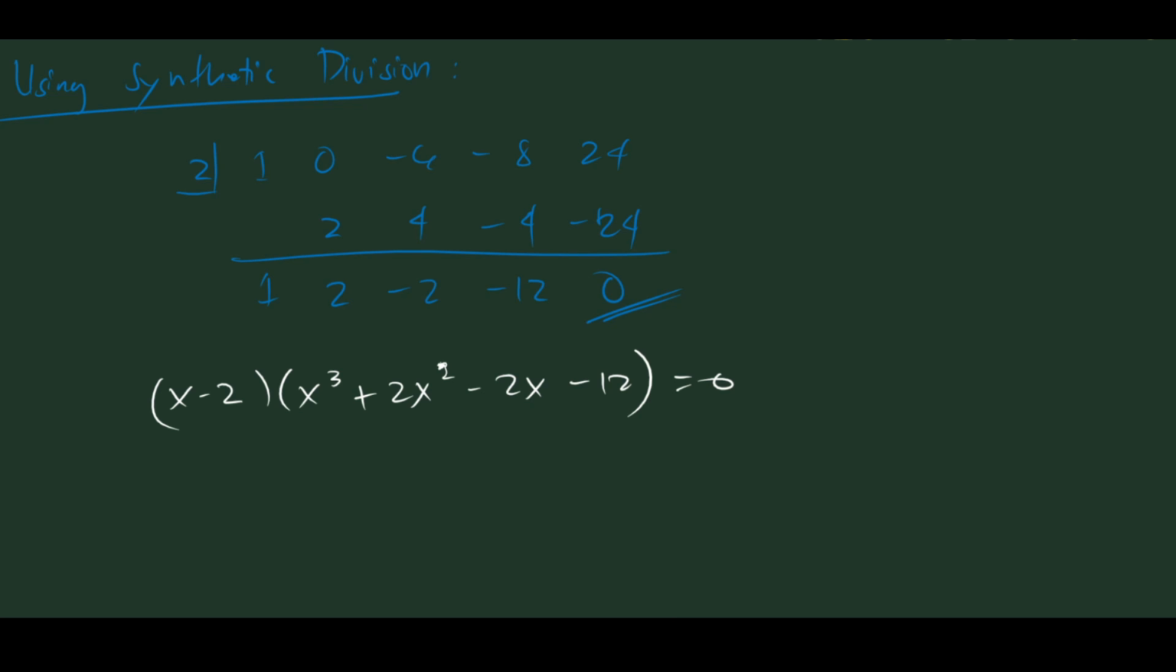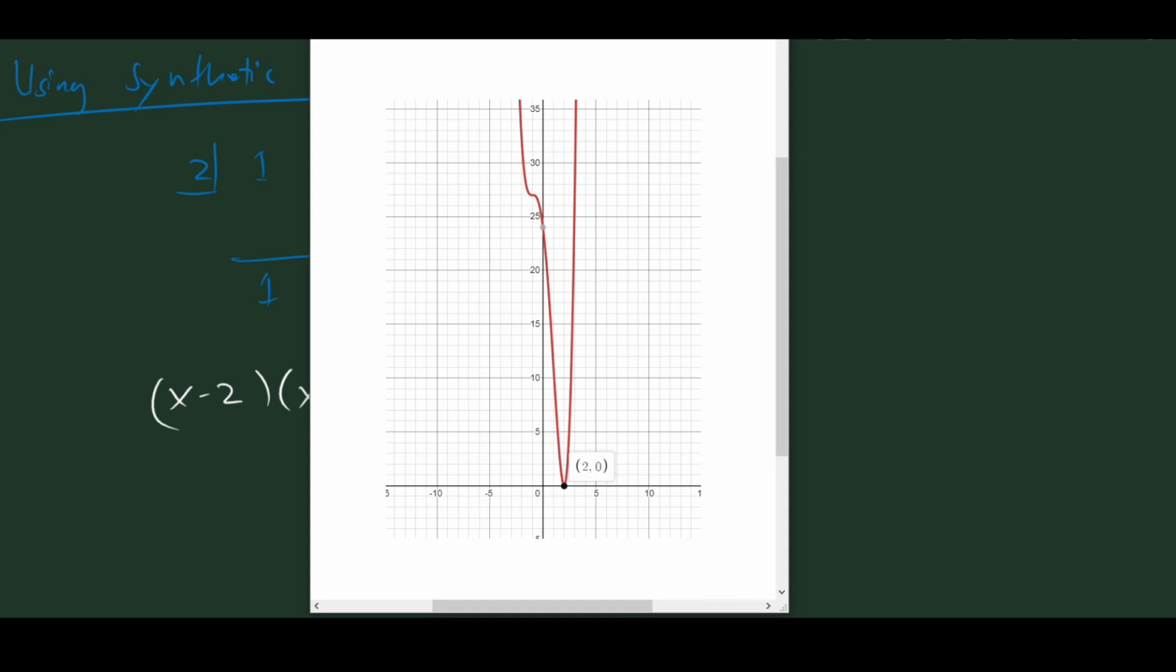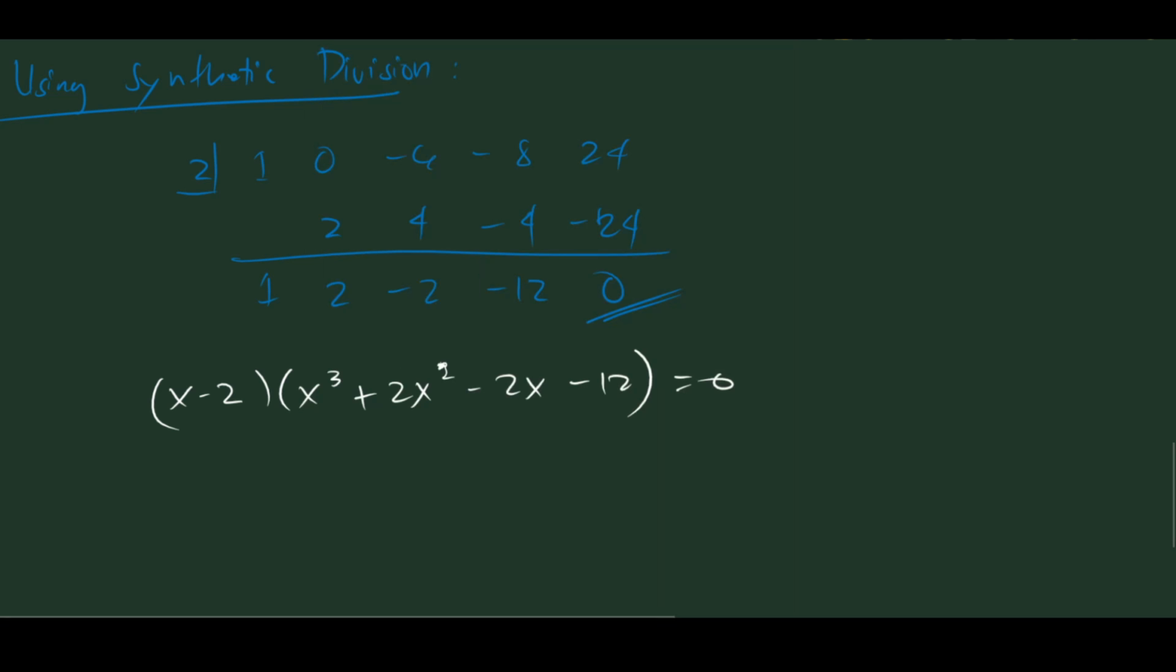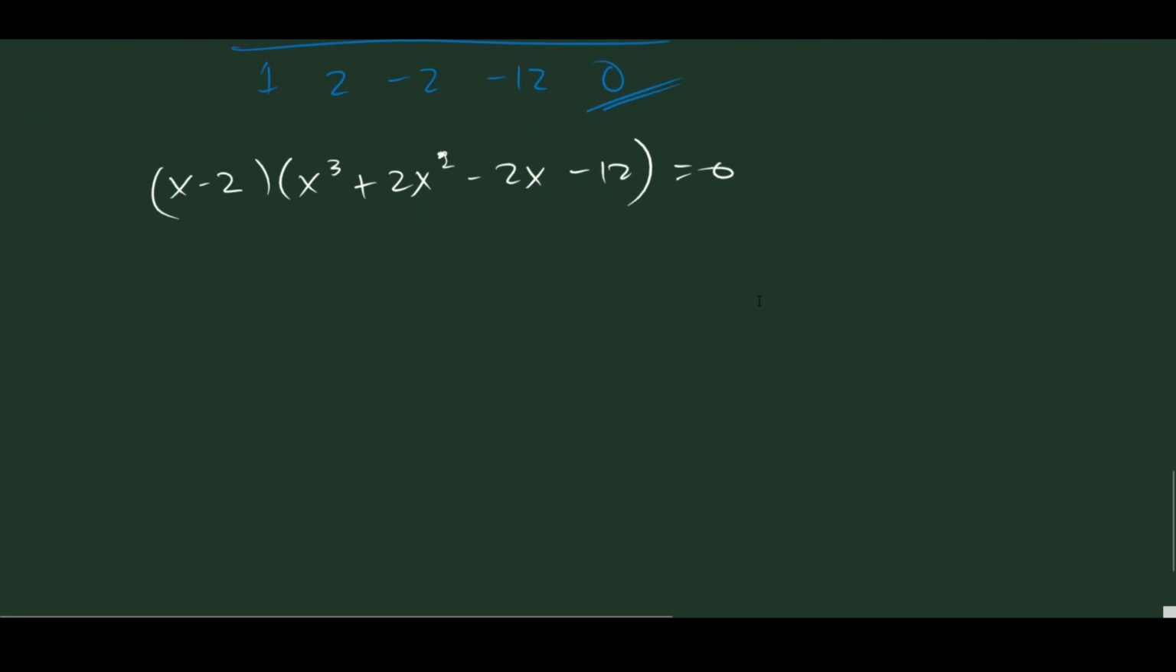For this particular example, not anymore, because as you can see in the graph, the graph just touches this particular 0 point. What does that mean? That means the multiplicity of this 0 is even. So there could be 2 of this x minus 2, or there definitely is 2 of these. Let's verify that using synthetic division once more.